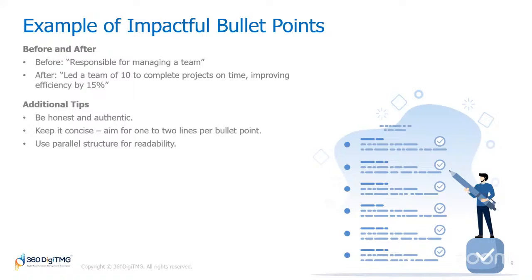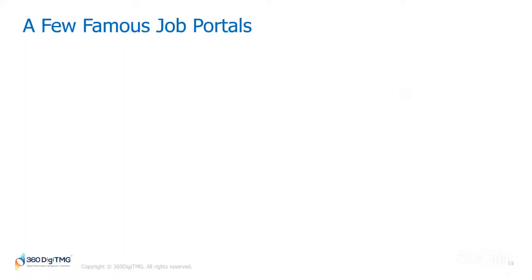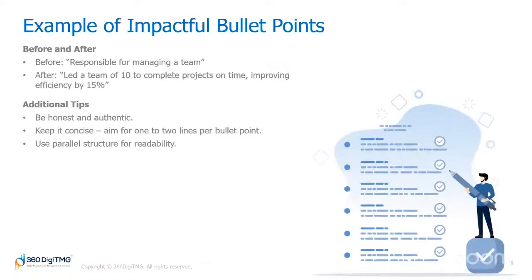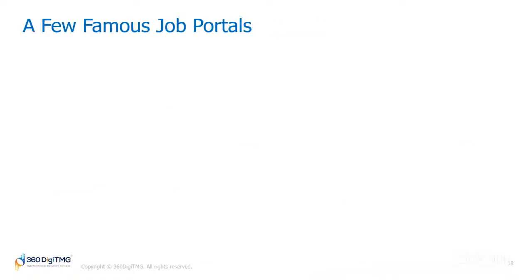Now, there are some additional tips. Be honest and authentic. Keep it concise. Aim for 1 or 2 lines per bullet point. And yes, use parallel structure, which makes it more readable.